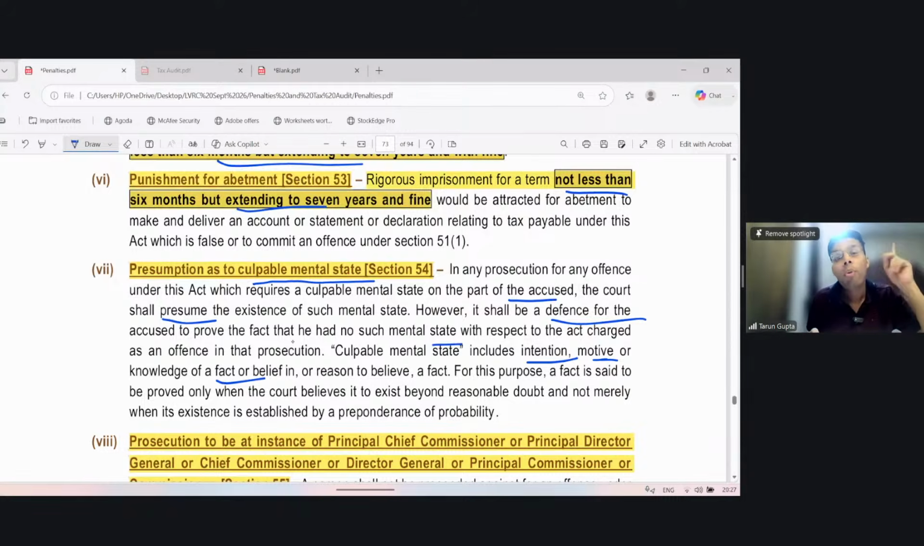And most important, similar to income tax, the assessee is said to prove the fact only when the court believes it to exist beyond reasonable doubt and not merely with the existence of preponderance of probability. So the assessee has to prove the non-existence of mens rea without reasonable doubt.